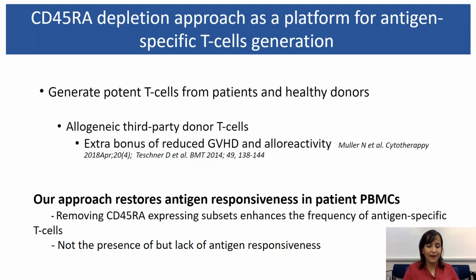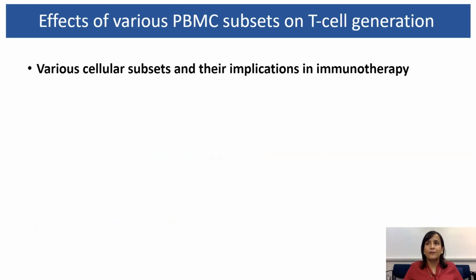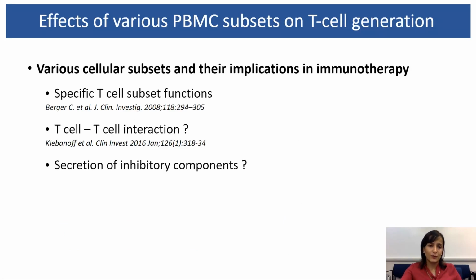And by removing that RA-positive population, we are able to let the memory-residing antigen-specific T cells respond, which tells us that there are various cellular subsets in the whole PBMCs when we generate our T cells for T cell immunotherapy that can have different effects on each other. And we know that over the years, various groups have studied these kinds of effects and have published. Just to name a few, there have been publications on specific T cell subset functions.